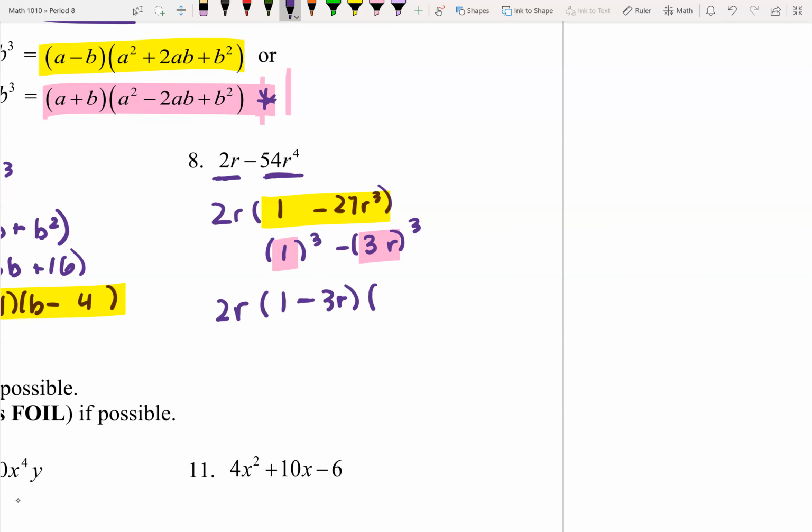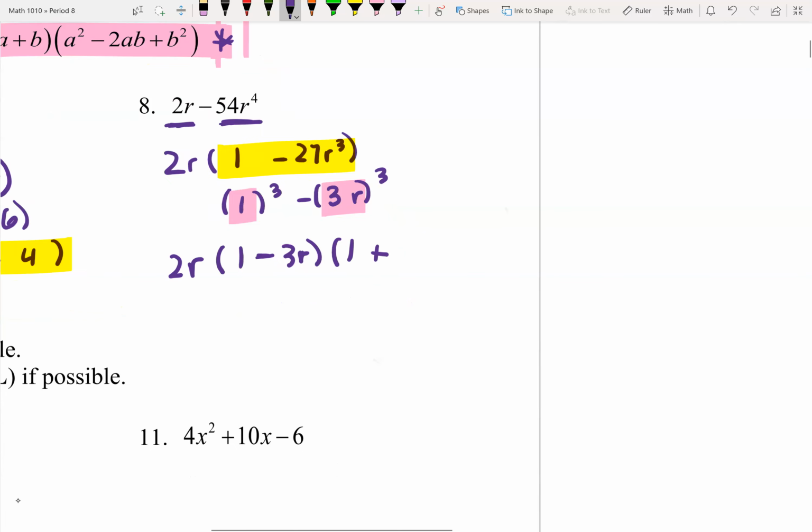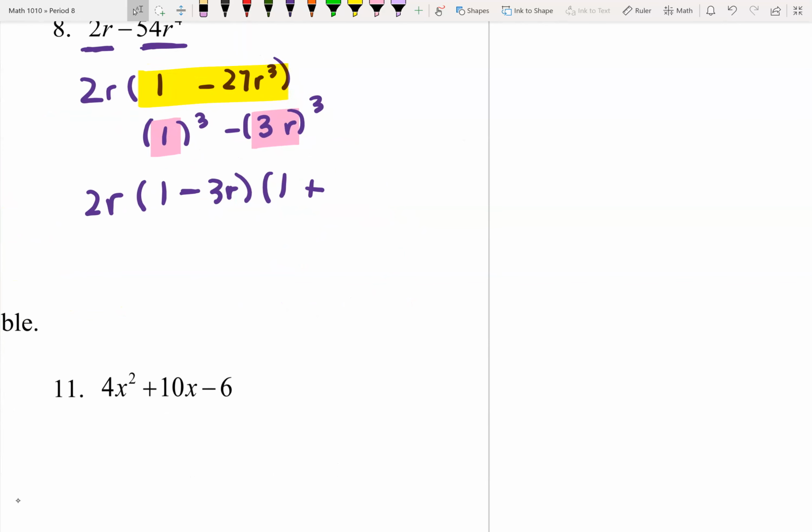Then you take your 1 and square it. 1 squared is 1. And then you change the sign. So now it's a plus. 2 times 1 times 3r is 6r plus. This is not 3r squared. Common mistake right there. That is not 3r squared. What is it? 9r squared. Yes, you have to go 3 squared is 9. So that is a 9r squared right there.